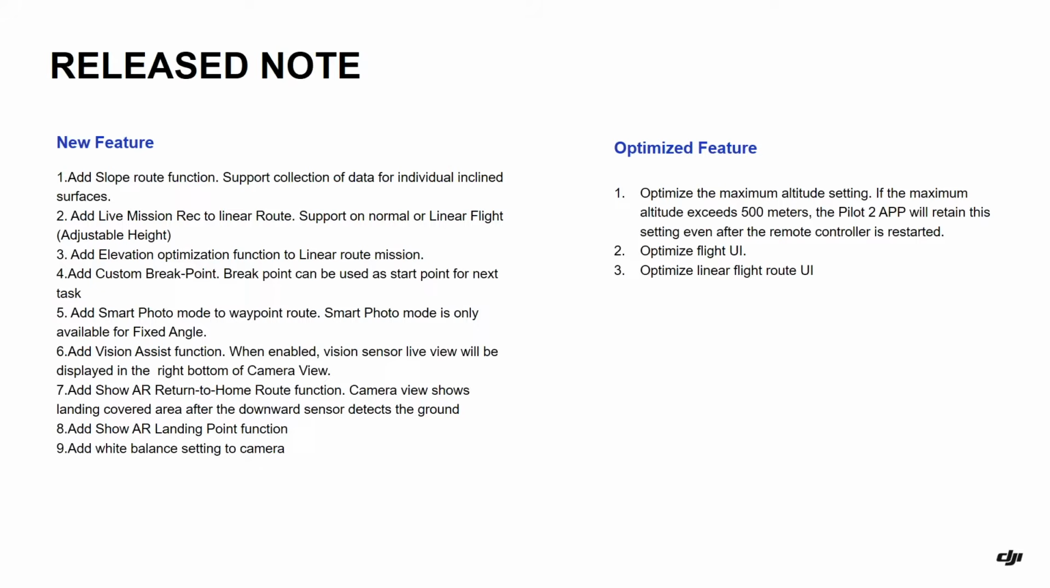Smart photo mode for waypoint route. So this is going to be something to help you take photos of assets in low lit conditions. We also have a show AR return to home route function. So we're bringing a lot of AR into the Pilot 2 app so you can see what the drone is going to be doing next, whether it's returning to home or flying an actual mission. And then adding in a white balance setting to the camera. We do have a couple different optimized features there as well.